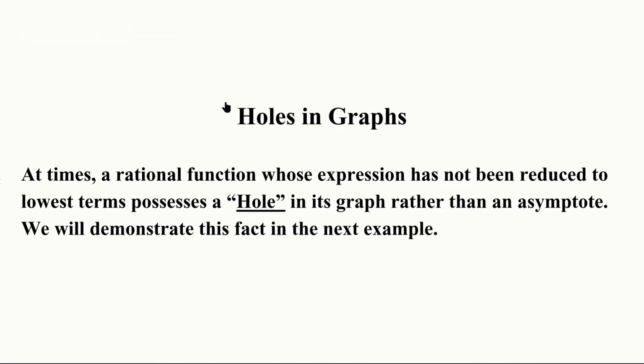The next problem is going to cover what we call holes in graphs. At times, a rational function whose expression has not been reduced to lowest terms possesses what's called a hole in its graph rather than an asymptote. We will demonstrate this fact in the next example.